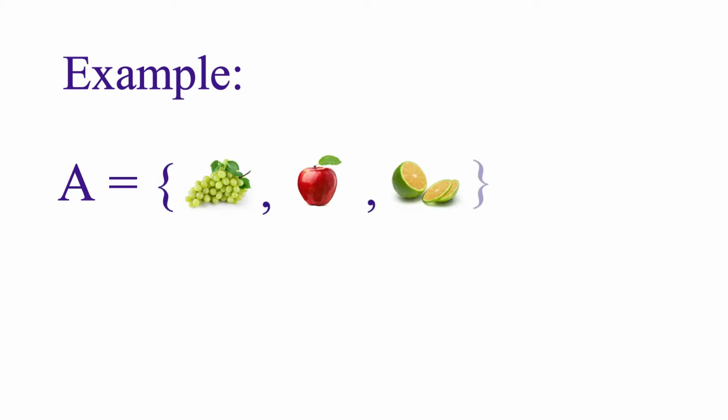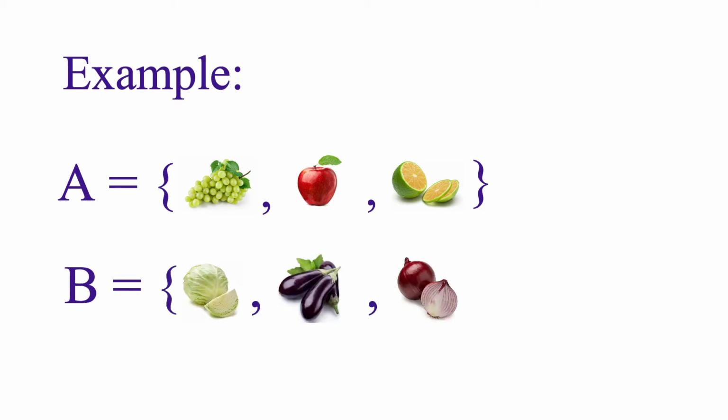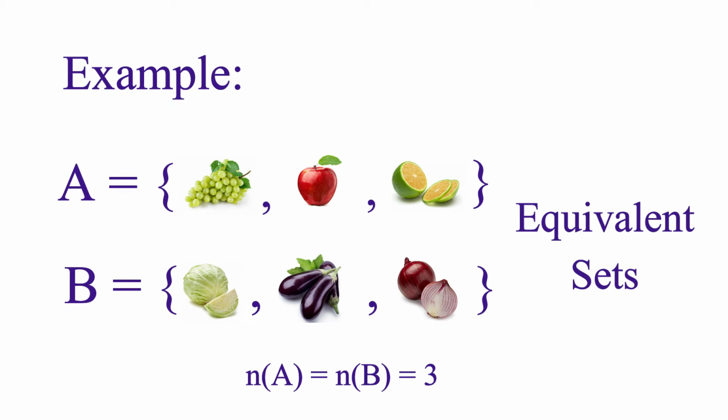Let us see one example. Set A equals grape, apple, mosambi. Set B equals cabbage, brinjal, onion. Here in this example, the elements in set A are fruits, but the elements in set B are vegetables. So in set A and set B, the elements are not the same, but the number of elements in both the sets is the same. That is, the cardinal number of set A is equal to the cardinal number of set B. Therefore, they are equivalent sets.